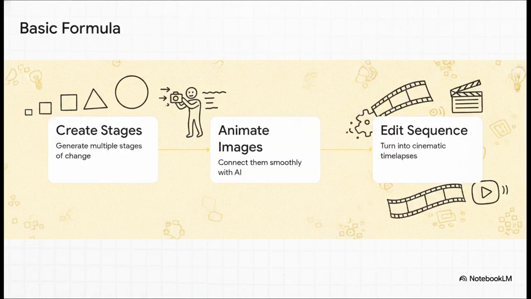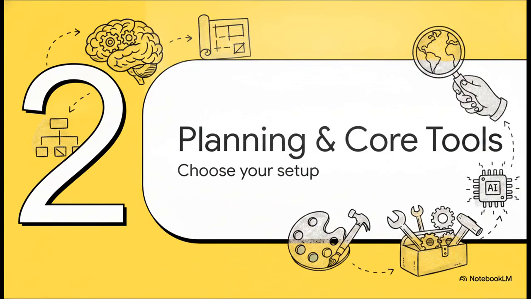The basic formula behind all of this is actually beautifully simple. It really just comes down to 3 steps. You generate your static stages of evolution, you animate those images to move naturally, and then you edit the whole thing together into a final, cohesive sequence. Which brings us nicely to Section 2, planning and core tools.